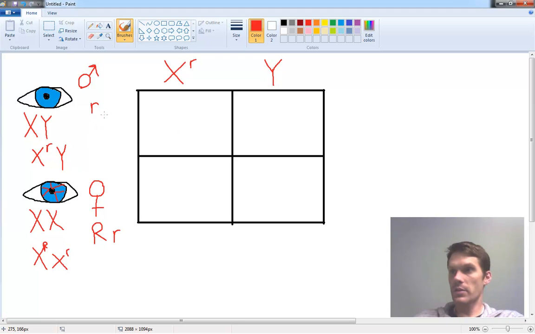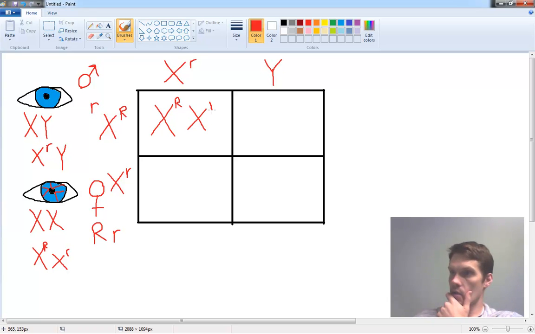We can also determine from this what proportion of males and females are affected. The female is on the side here, and she has X big R and an X little r. And then we just fill in the Punnett square just like we did before.